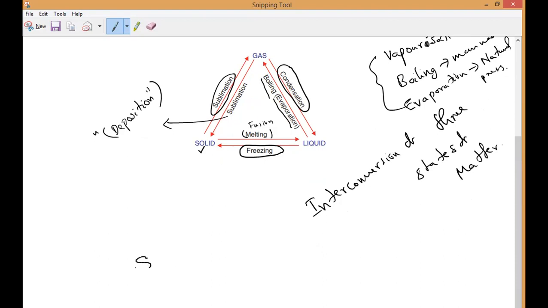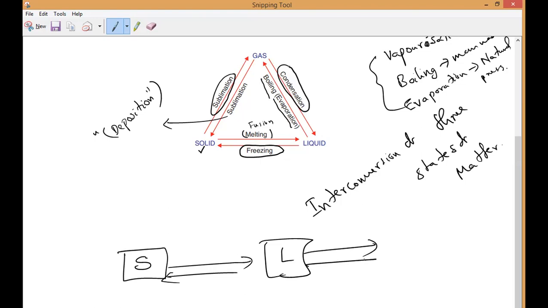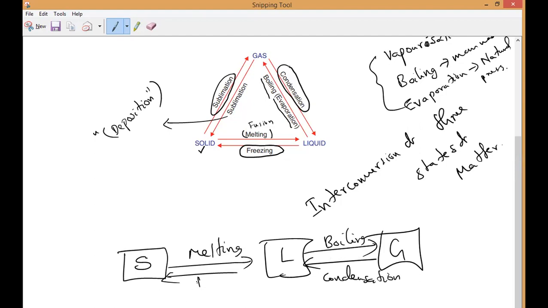In your textbook exercise, if you notice, they give it like this: solid to liquid, and liquid to gas. You just check it, everyone. So now, what is this process? Here will come melting. Here will come boiling or vaporization. Here, what will come? Condensation. Here, what will come? Freezing. And they will keep an up arrow and a down arrow, and write like that.